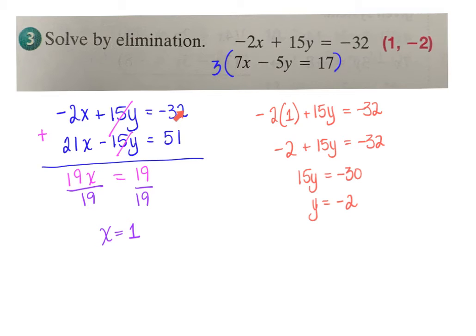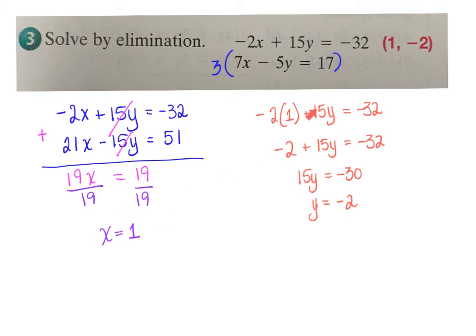Negative 2x plus 15y equals negative 32. I'm going to multiply my second equation by 3. So I get 21x minus 15y equals 51. And now I'm ready to add them. Negative 2 and positive 21 is positive 19. Positive 15y, negative 15y cancel. Negative 32 and positive 51 give me 19. So when I divide, my x equals 1.